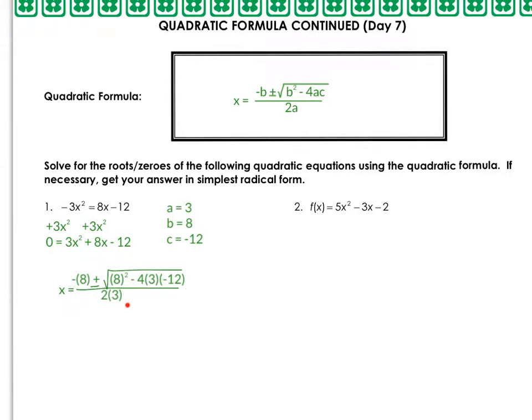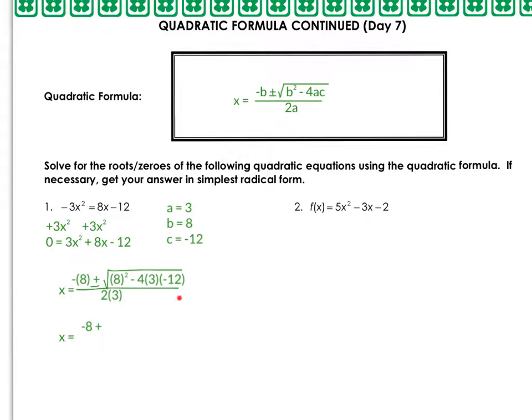Then I simplify. So negative 8 just makes it negative 8. And then when I put this all in my calculator, the way that it is, so parentheses 8 parentheses squared minus 4 parentheses 3 parentheses negative 12 parentheses, notice that I'm not putting the square root in yet. I am just simplifying what's under the radical because this might be irrational. So it won't give me a nice number if I put it in my calculator.